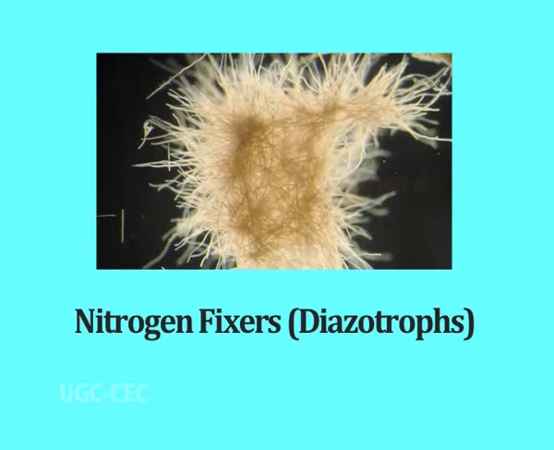The next, nitrogen fixers or diazotrophs. The process of biological nitrogen fixation or diazotrophy can be carried out by only some microorganisms like bacteria and cyanobacteria, and these organisms which can carry out nitrogen fixation are called nitrogen fixers or diazotrophs. The nitrogen fixers may be symbiotic or free-living, which are also called non-symbiotic.